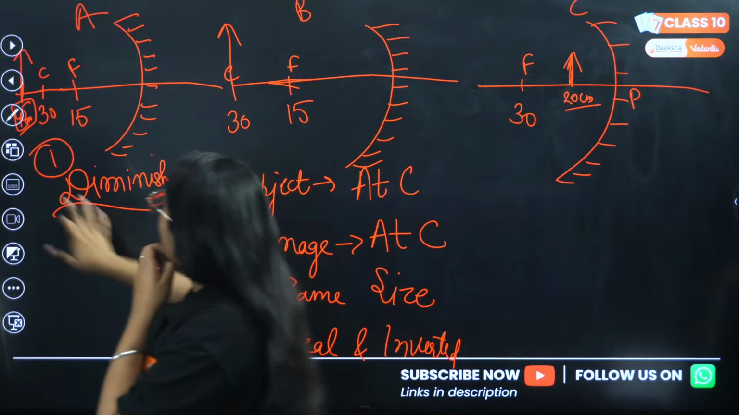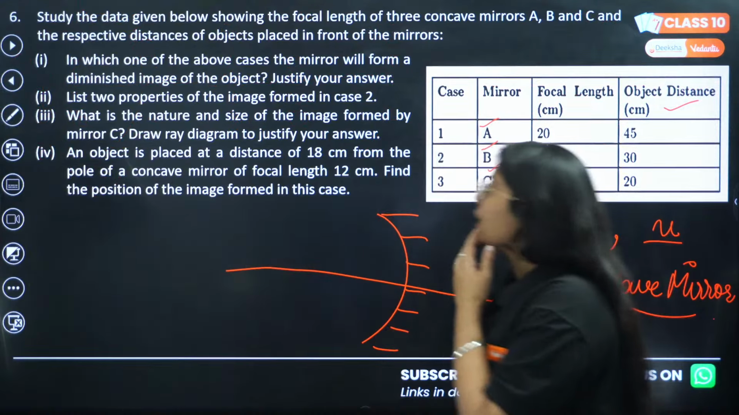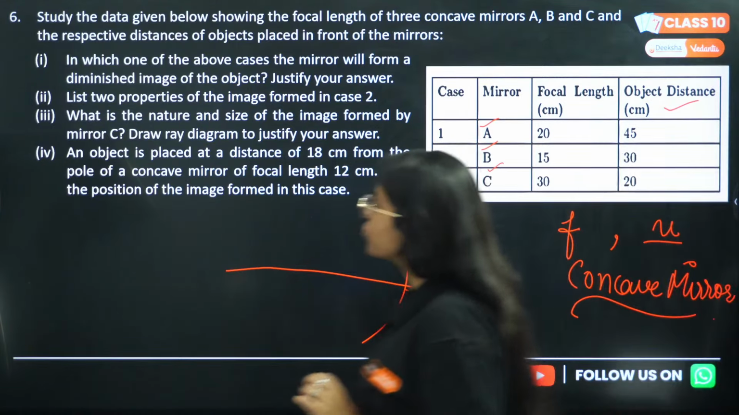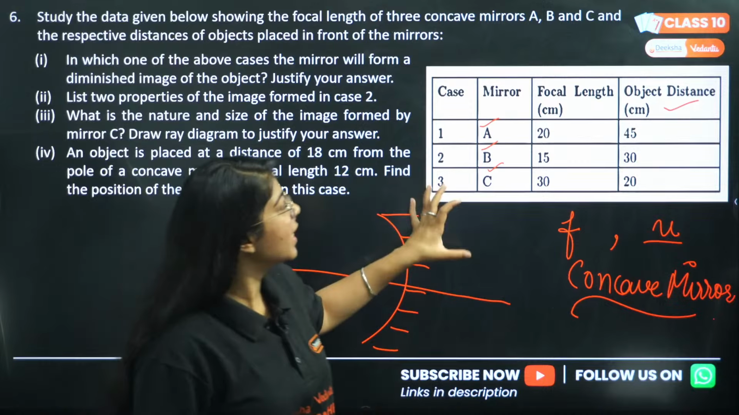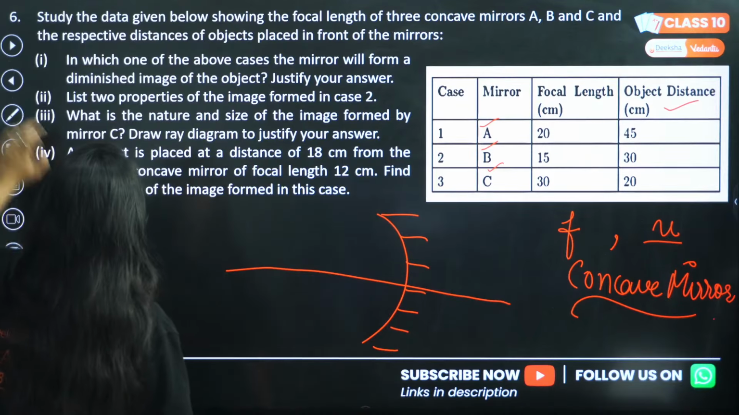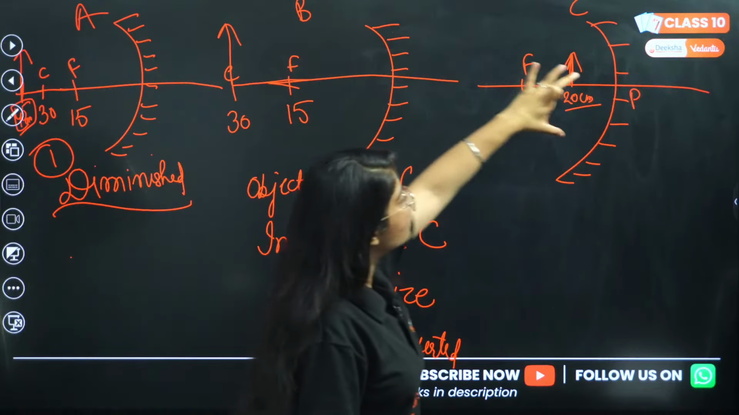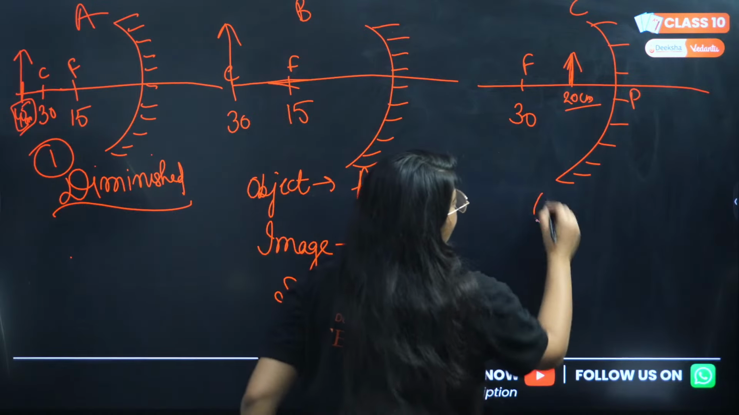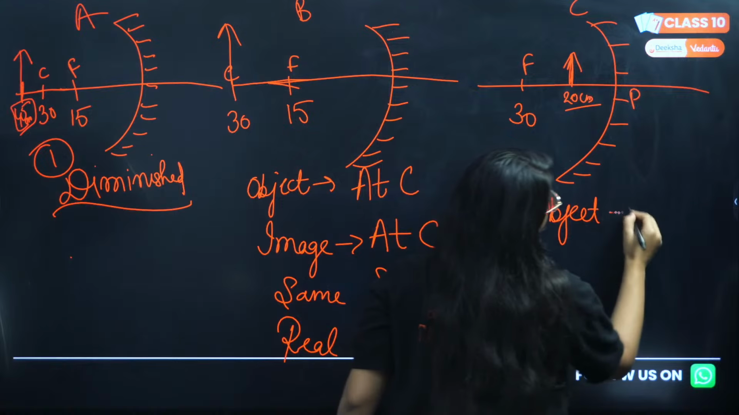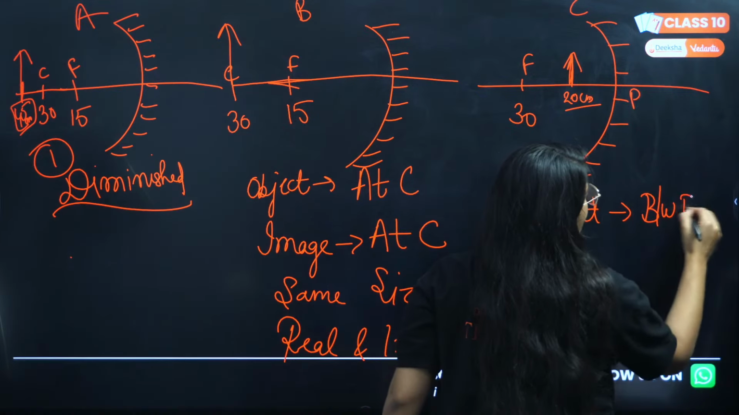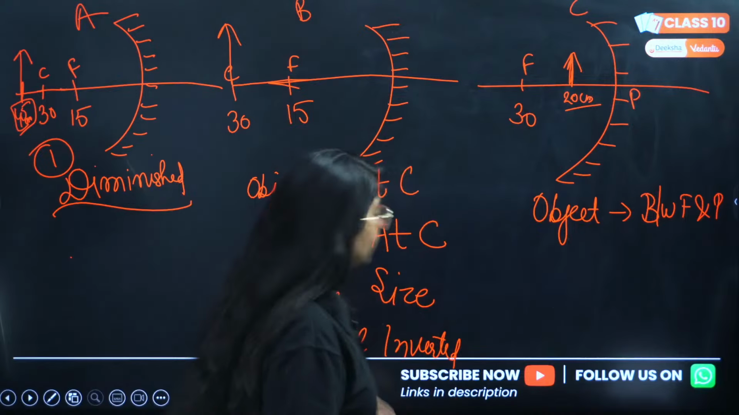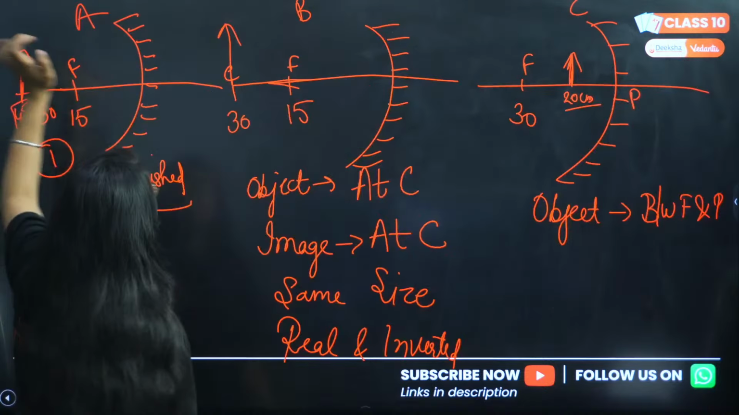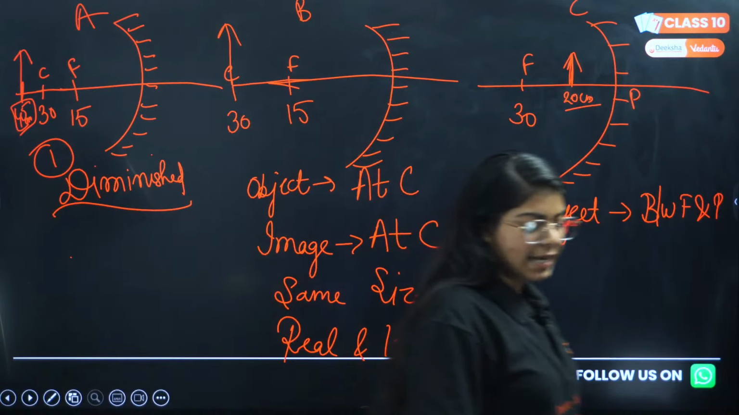Let's see the third part. The third part says, what is the nature and size of the image formed by mirror C? Draw a ray diagram to justify your answer. Mirror C, focal length is 30, object distance is 20 from the pole. So this is my focus, this is the pole, and the object is between focus and pole, correct? Now they have asked, what is the nature and size of the image?